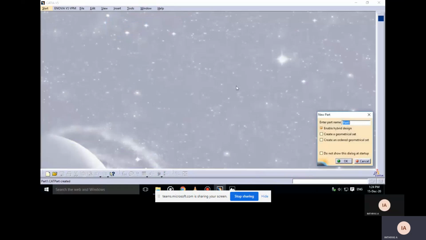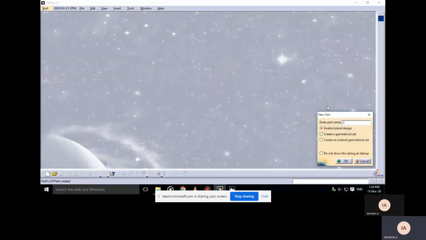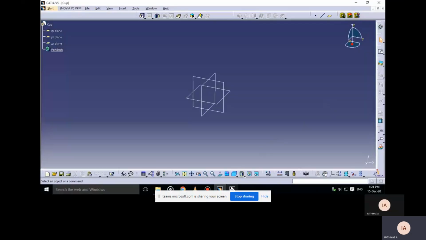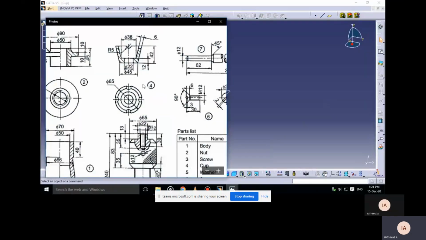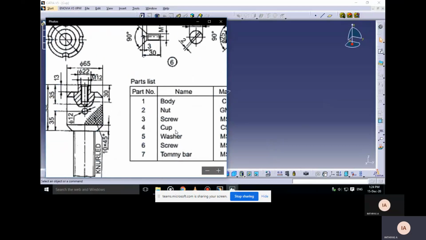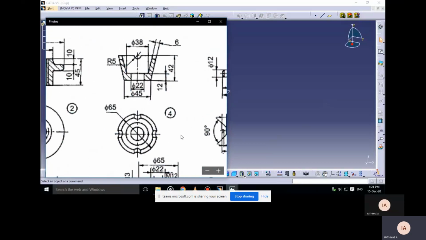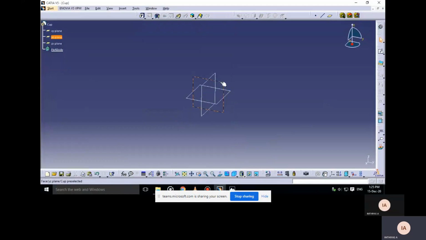We'll make the fourth part. That is the cup. So the cup is going to be fit on the top of the screw jack. The dimension is 22, 40 feet. Two diameters are there. The center diameter is 38. Total height is 42. The thickness is 6. And we are having a cut of radius 6.